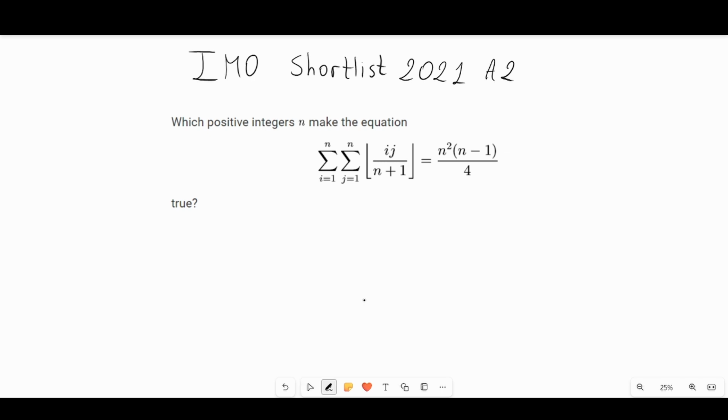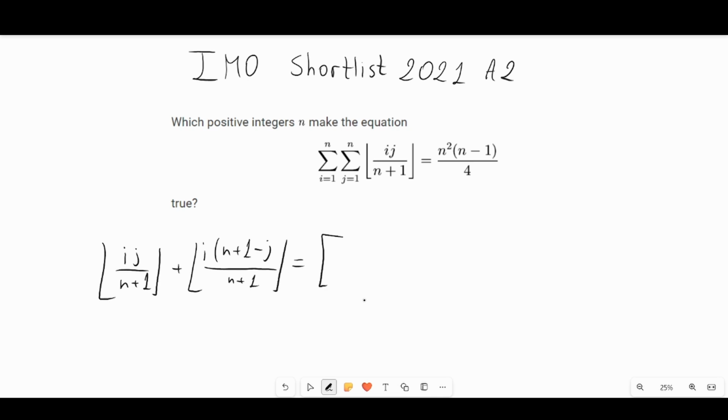At first notice that if we consider two numbers, i times j over n plus 1 plus i times n plus 1 minus j over n plus 1, this lower bound equals either i or i minus 1, because we know that if we take the sum of these two numbers, this is i, and if we split this i into two separate numbers, we must get at most decreased by 1 if we take their lower bounds.